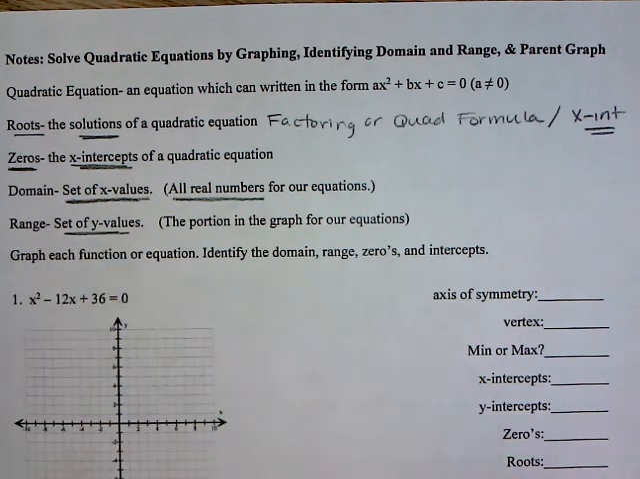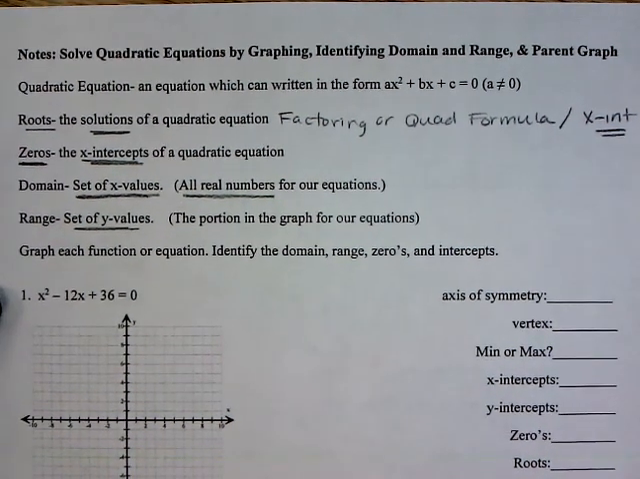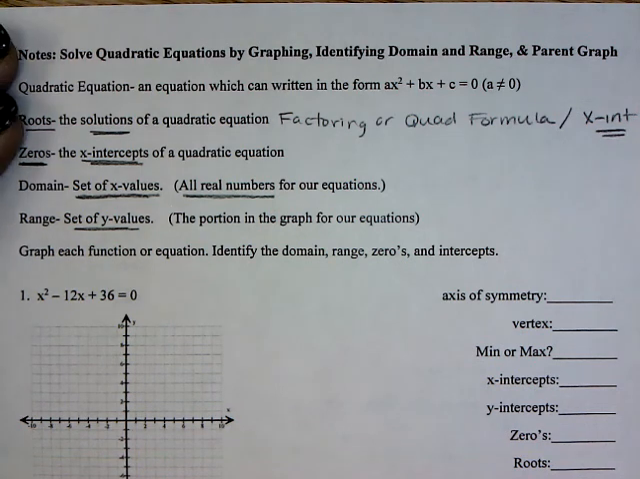Our range, just like before, is the set of y values. This differs because it's only the part of the graph from my vertex y value up or down, depending on the equation we have at hand. So it's going to look a little bit different, and it's going to be an inequality, and we'll talk about that when we get to there.